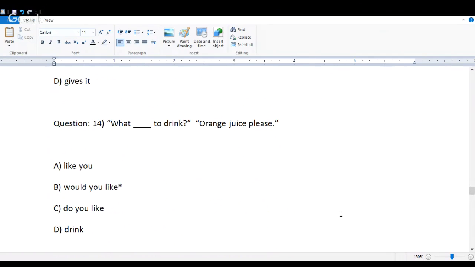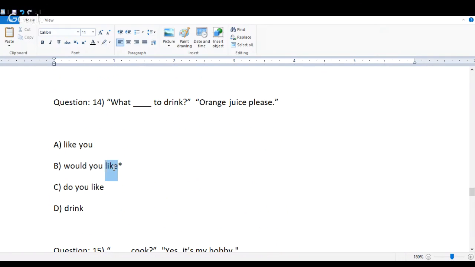So now if we look at question 14, what would you like to drink? Orange juice, please. Tell me why we can't use any of the other options. Oh, why do you like to drink is the person asking the reason why. So not a choice. It's not a question for asking choice. Well, we have the question word what in this case. So what kind of beverage?